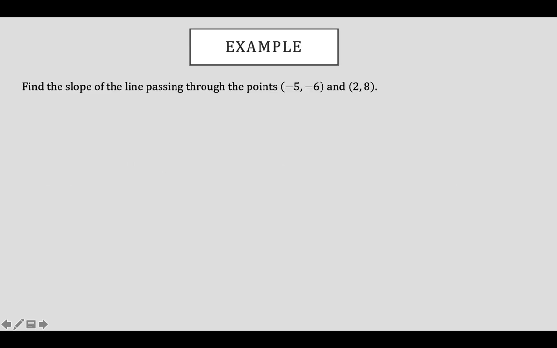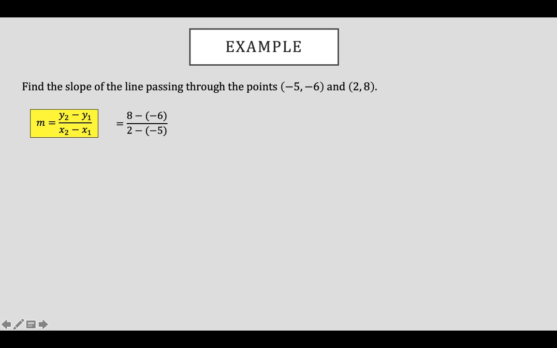All right, find the slope of the line passing through the points (-5, -6) and (2, 8). Again, we want to use this formula for slope: y2 minus y1 over x2 minus x1. In this case, that gives us 8 minus a negative 6 divided by 2 minus a negative 5. With these formulas, it doesn't matter which point you choose to be (x1, y1) and which to be (x2, y2). Just make sure you are being consistent and not mixing up, for example, x1 and y2 in the same point.